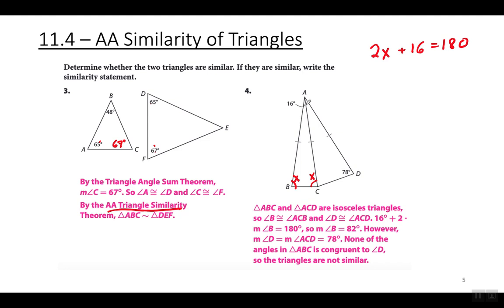So 2x plus 16 has to equal 180. That means that 2x equals, when I subtract 16, 164. And then 164 divided by 2, x equals 82. So each one of these angles is 82 and 82. Now if you look at the triangle on the right, this one's 78. It's an isosceles triangle, so this one also has to be 78. So you can see there that we're not going to have two angles that are congruent to two other angles in the other triangle. So therefore, the two triangles are not similar.